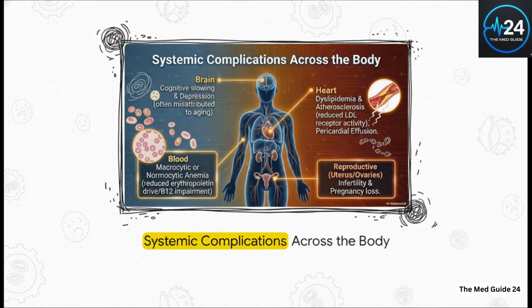Up in the brain, you get cognitive slowing and depression, which tragically gets misattributed to just getting older in a lot of patients. In the blood, decreased erythropoietin drive leads to macrocytic or normocytic anemia. In the heart, reduced LDL receptor activity causes aggressive dyslipidemia and atherosclerosis, not to mention the risk of pericardial effusion. And reproductively, it wreaks absolute havoc, leading to infertility and a significantly higher risk of pregnancy loss.